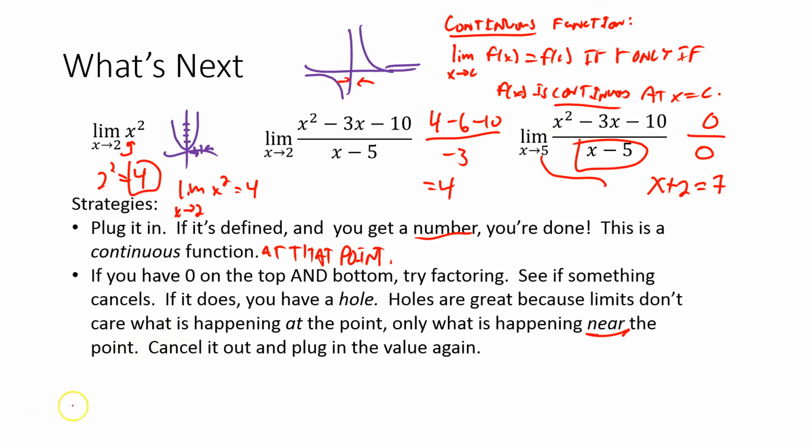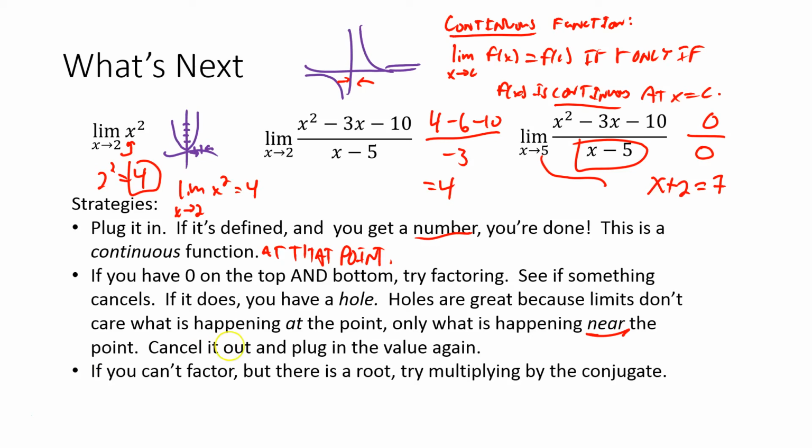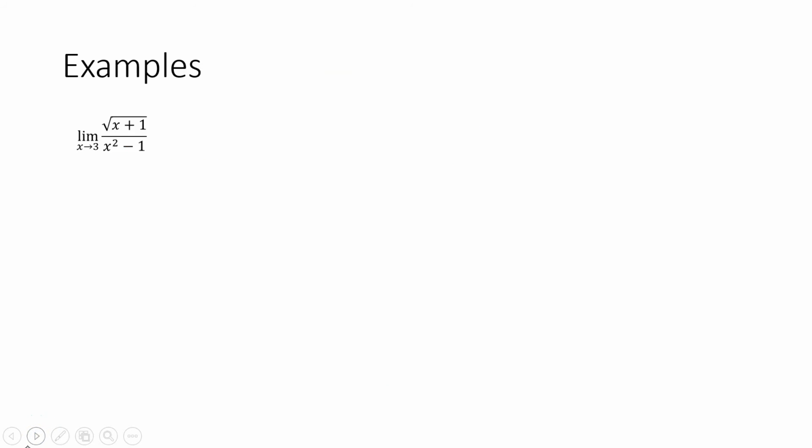Now there's one more case that you're going to see on your homework where if you can't factor, but maybe there's a root, try multiplying by the conjugate. And we're going to look at an example like that in just a minute. So what I'm going to do now is look through the 3 examples that are on the first sheet of your limit section of your packet, and we're going to talk through those, and then you should be able to do all of the limits that are in your packet. So first out, we'll start with an example that has a root in it.